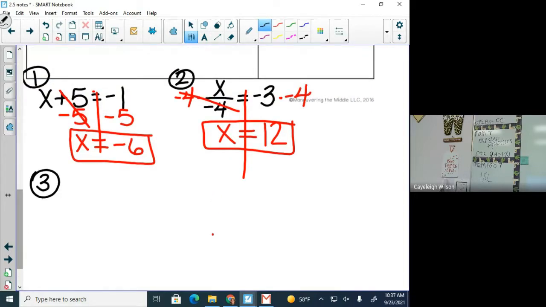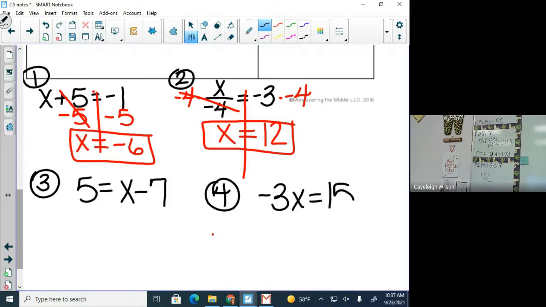Let's do. So check the x, look at what's happening to the x, what operations are happening, and then do the opposite. But always look at the side that the x is on.